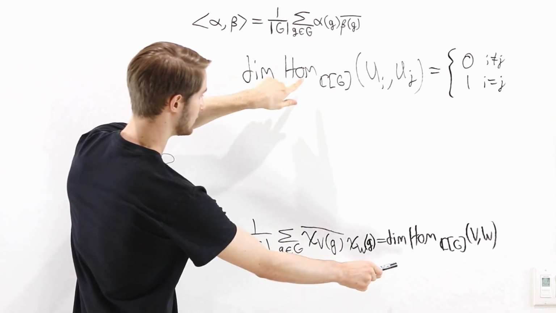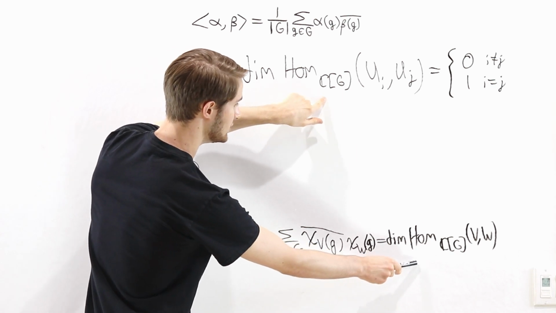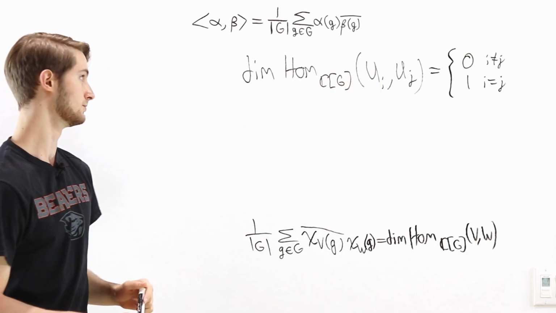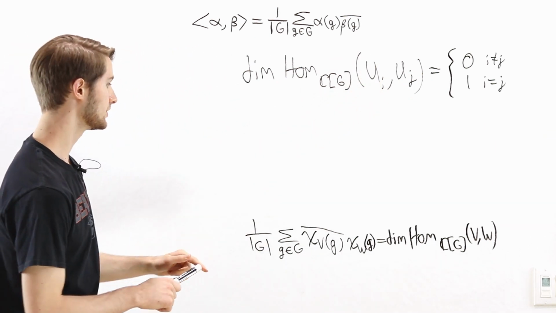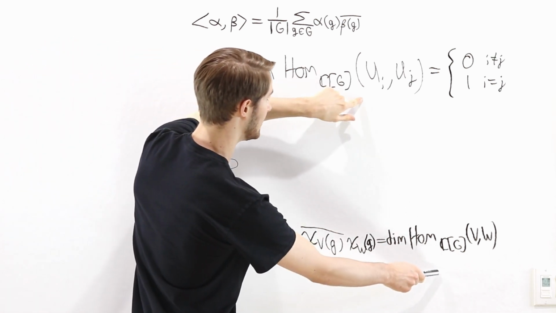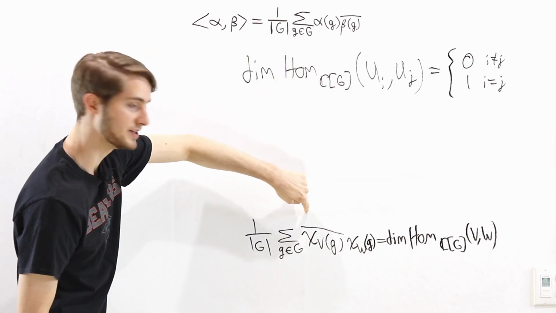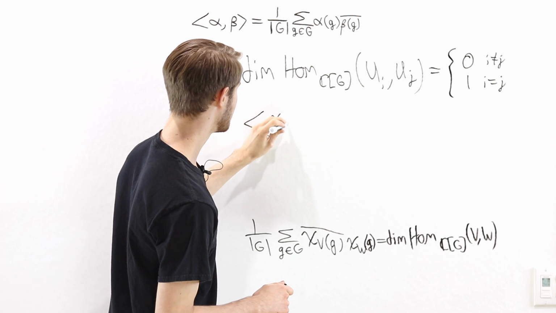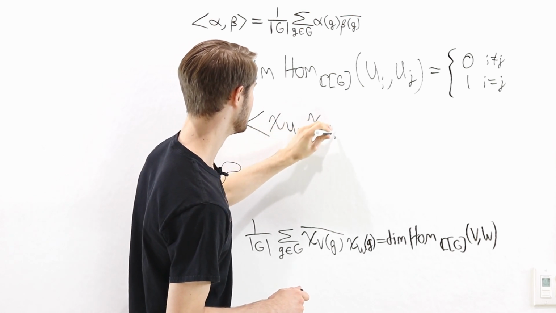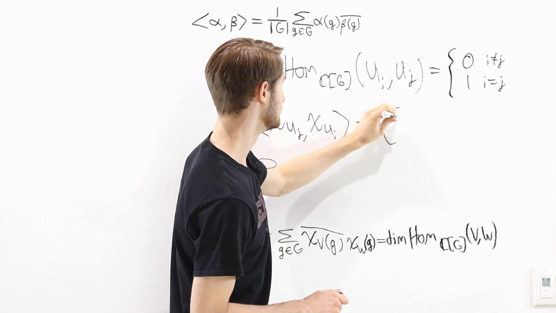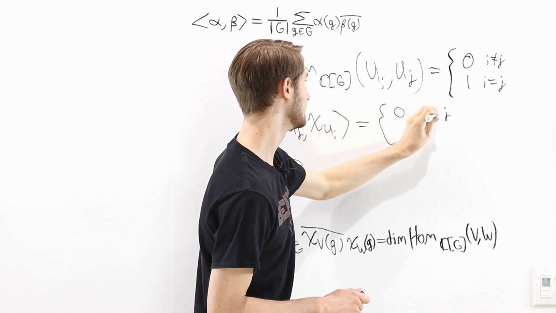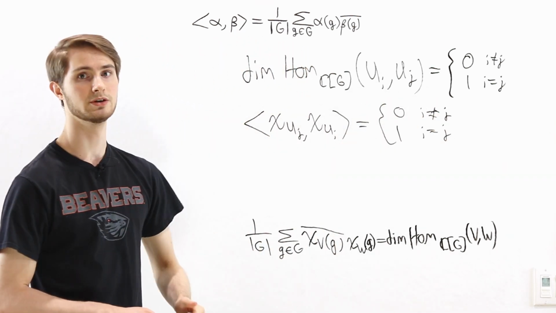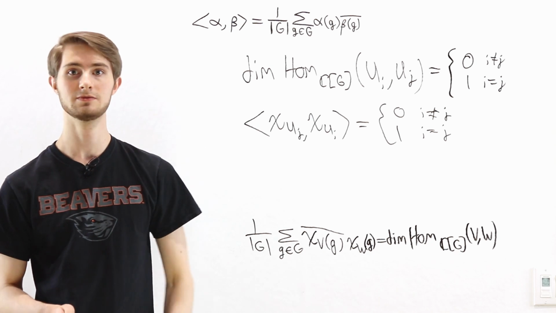So we just showed that this dim Hom_CG(U_i, U_j) is 0 or 1 depending on whether the representations are isomorphic. And we just showed earlier that this dim Hom_CG(U_i, U_j) is the same thing as this sum down here, which we know is the inner product of the character of U_j with the character of U_i. So this is equal to 0 if i is not equal to j, and it's equal to 1 if i is equal to j. And just like that, we've shown that the irreducible characters are orthonormal.